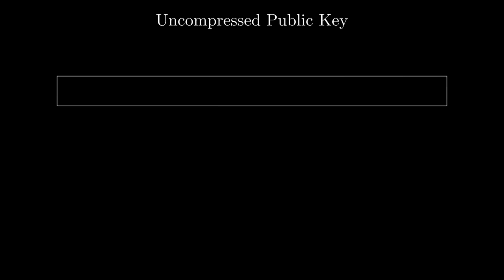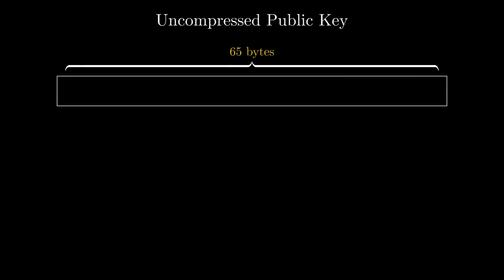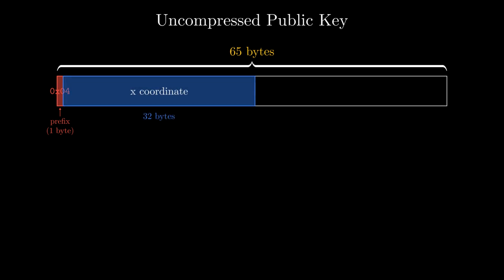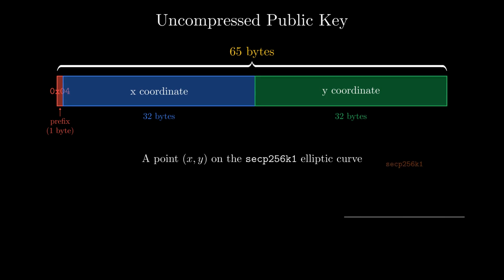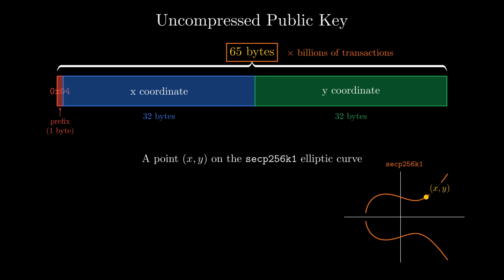But what about the public keys inside them? There's a similar compression story. An uncompressed public key is 65 bytes: a prefix of 0x04, followed by a 32-byte x coordinate, followed by a 32-byte y coordinate. And that's a point on Bitcoin's elliptic curve, the mathematical object that underlies the signature scheme. 65 bytes per key adds up across billions of transactions. Engineers noticed we can do better by exploiting the curve's geometry.